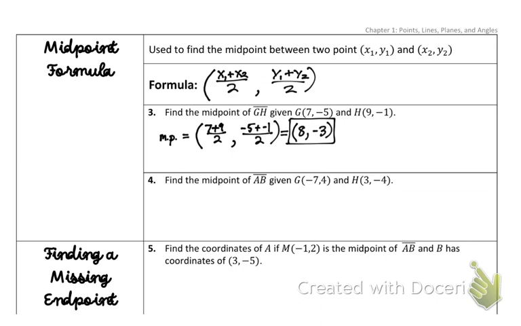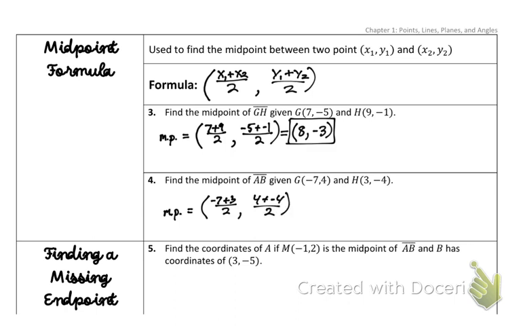You guys want to quickly do number 4 on your own? See if you can do it. Our midpoint should have been negative 7 plus 3 divided by 2, comma, 4 plus negative 4 over 2.